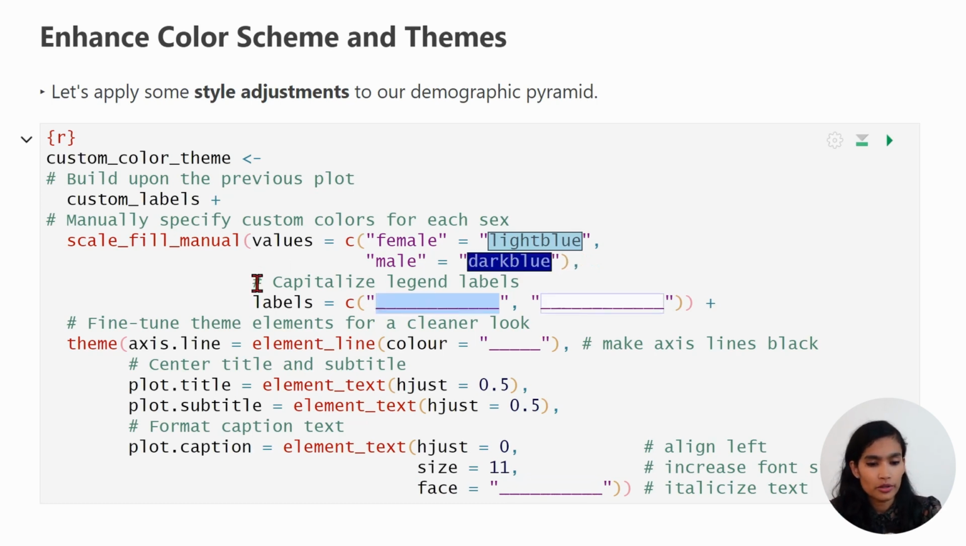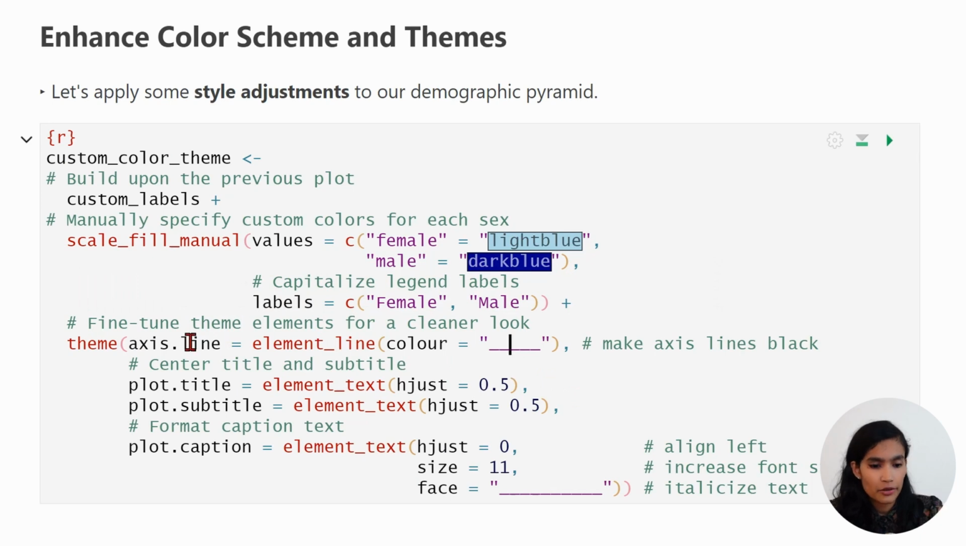We also want to capitalize the legend labels. So instead of lowercase f, we want uppercase F for female and uppercase M for male. We're also going to make adjustments to the theme elements. So the theme function in ggplot allows us to specify really specific elements on the plot and how to modify those.